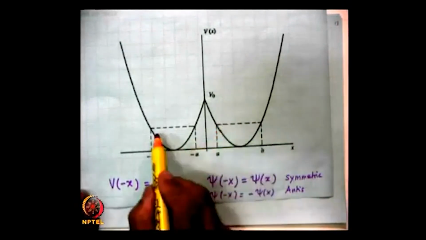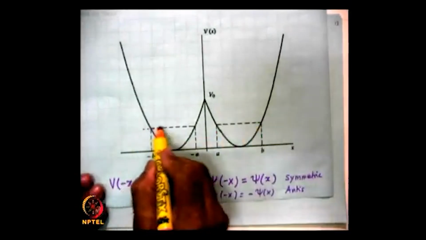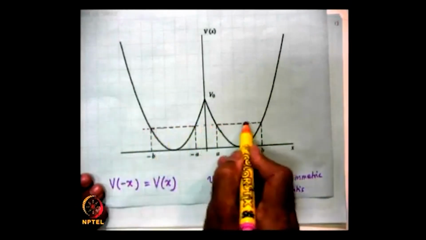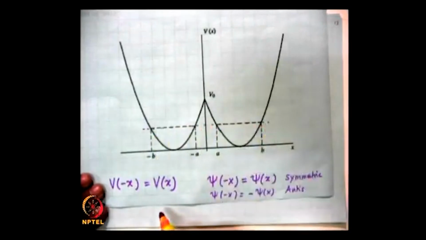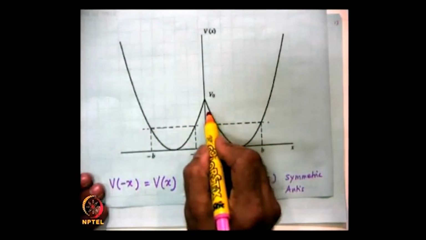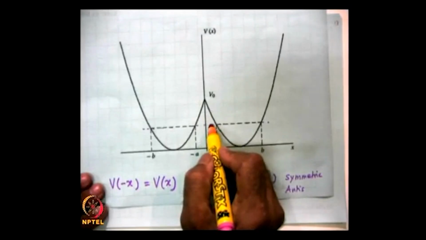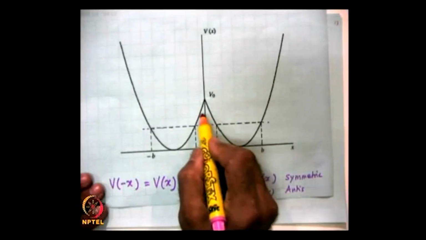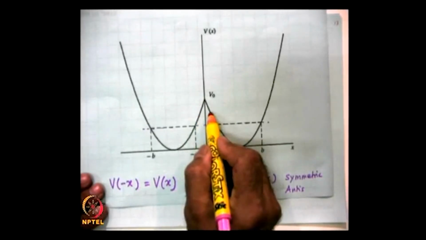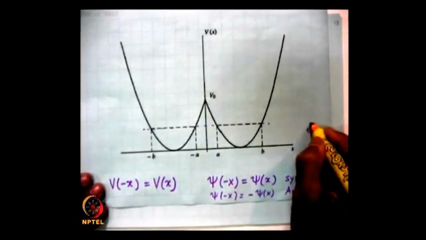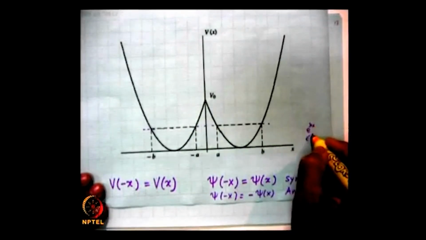Now, let us suppose I assume this as the energy eigenvalue. Now, in this region, the potential energy is greater than the total energy. So, k square is negative, and therefore k square I should write as minus kappa square, and if I take this to be a constant, then I can write the solution as e to the power of plus kappa x or e to the power of minus kappa x.